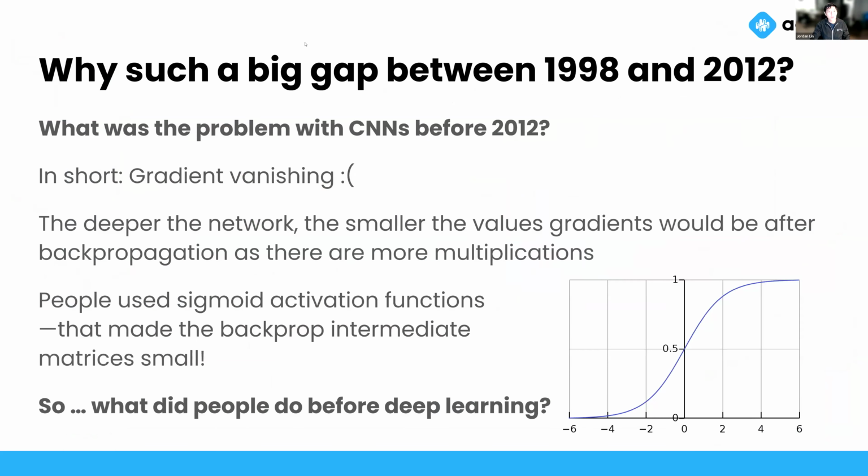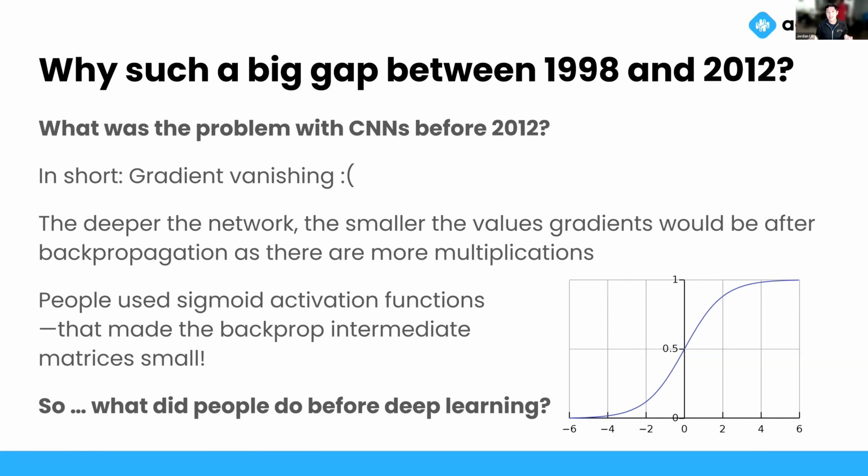Okay, so why is there such a big gap between 1998 and 2012? The short answer is vanishing gradients. The deeper the neural network, the smaller the gradient values will be, because remember, the way we do backpropagation is through the chain rule. You basically have a bunch of matrix multiplications where you start from the output and slowly go back to the input. The deeper the layers, the more of these multiplications we have to do.